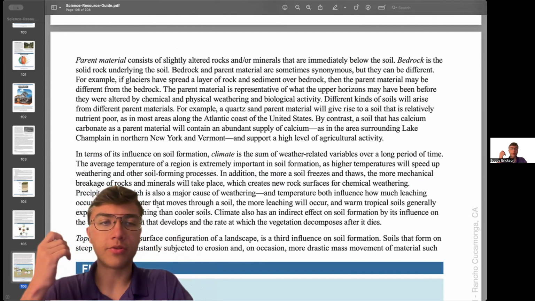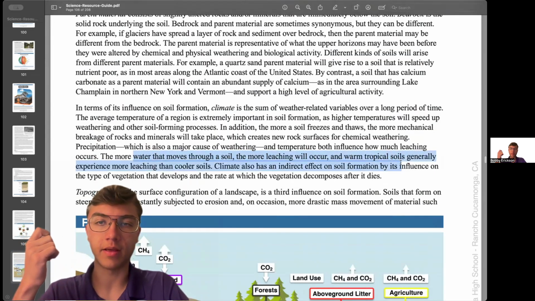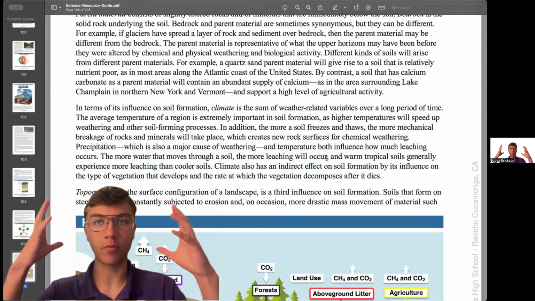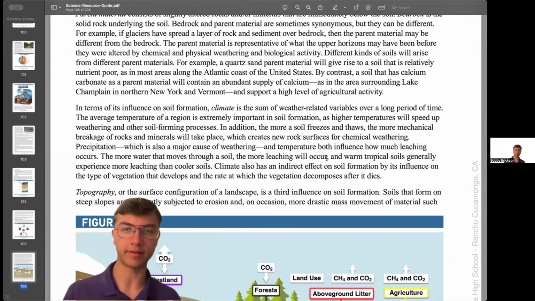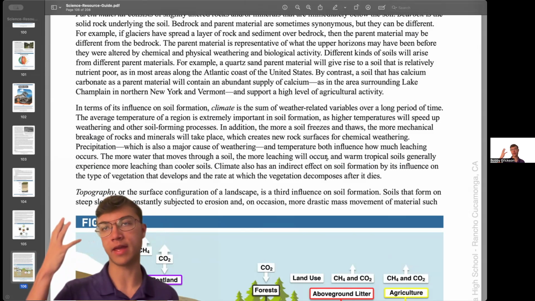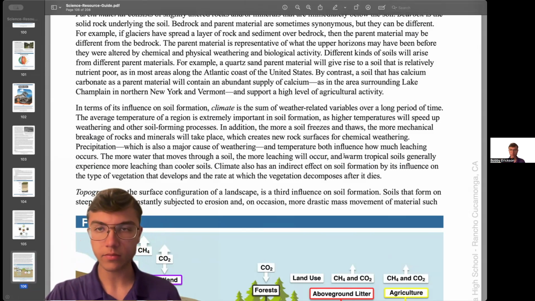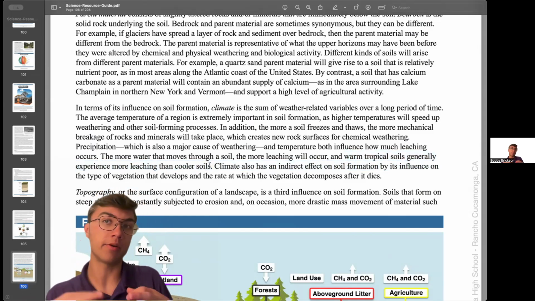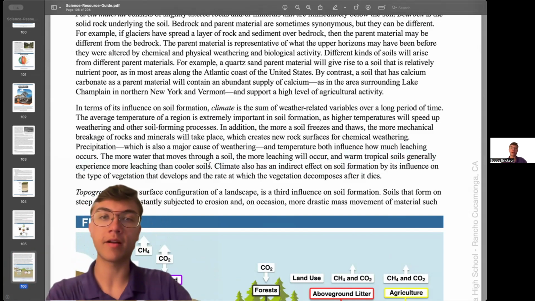And so this all influences how leaching occurs. Now, with more water, that means there's going to be more leaching. So if there's more water, it will be pulling those resources down from the soil layers, bringing them from the A layer down to the B layer. And so usually warm tropical soils experience more leaching than cooler soils. If you think about it, warmer, it's going to be broken up a little more. Water is going to be able to seep through it a little more, and that'll make it a little easier.